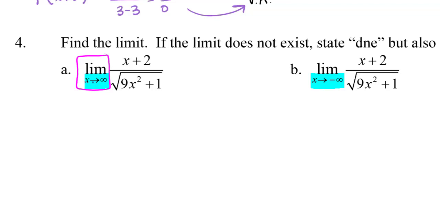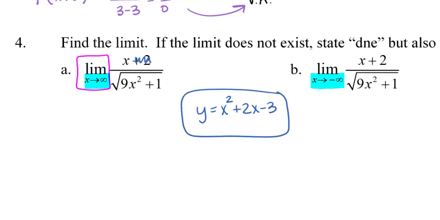If x is approaching positive infinity, I'm going to argue to you that this plus 2 does not matter. And let me tell you why real quick. If I ask you, what does this graph look like? What does y equals x squared plus 2x minus 3 look like? You should be able to tell me, because of the leading coefficient and because of the highest power, that this is a parabola that opens up.